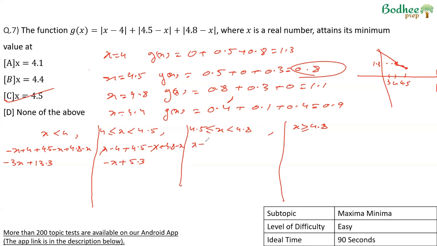So x minus 4, minus 4.5 plus x, negative, plus 4.8 minus x. This will give us x and minus x cancelled. So x minus 4.8, 4.8 minus 4.7.